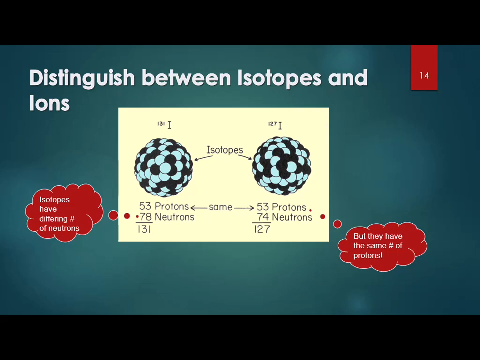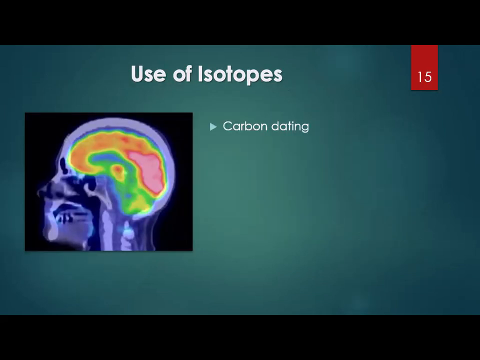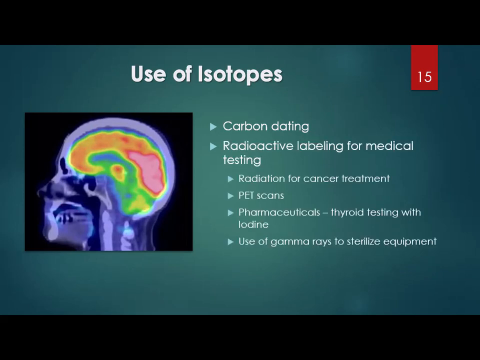Because of the radioactivity, when a neutron leaves, you can catch this on film. And so they use radioactive labeling to test us medically. X-rays, radiation for cancer treatment, because radiation can mutate DNA. We use them for PET scans. We can test your thyroid by giving you radioactive iodine and then following where it goes.